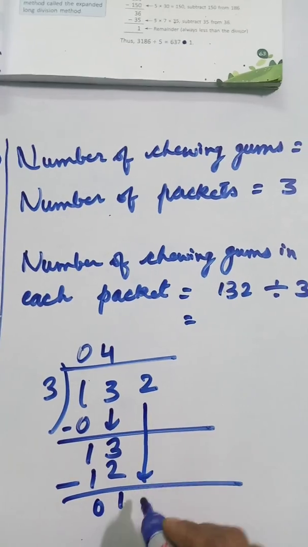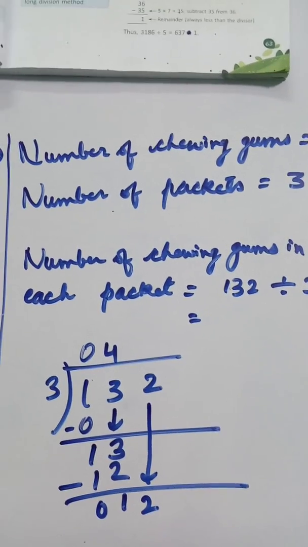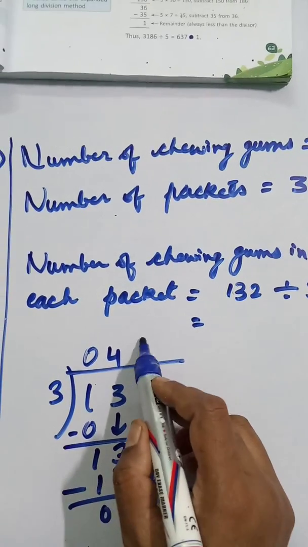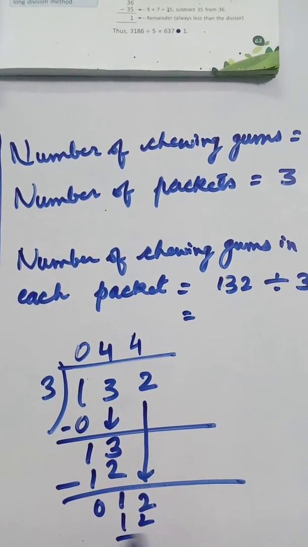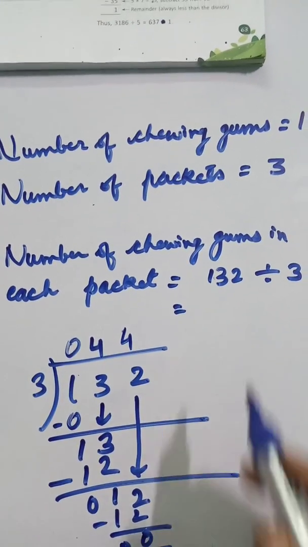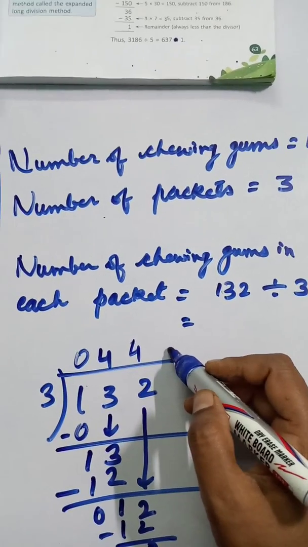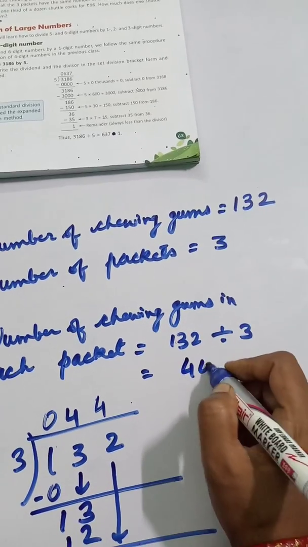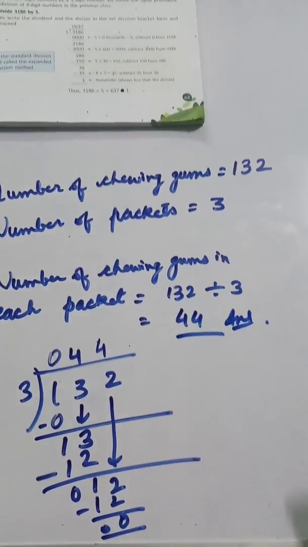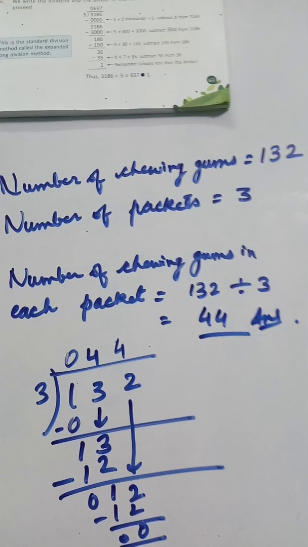Again you do subtraction. Now you copy the next digit, that is 12. Now in the table of 3 you have to get 12. So 3 4s are 12. Apply here 3 4s are 12. So children, here the remainder is 0 and our quotient is 44. That means in each packet there are 44 chewing gums. Okay, I hope you are getting it.